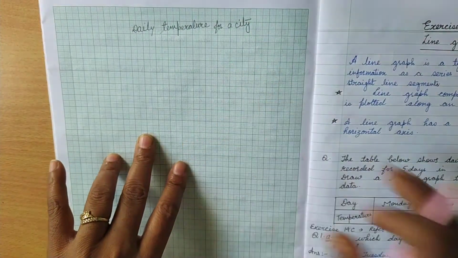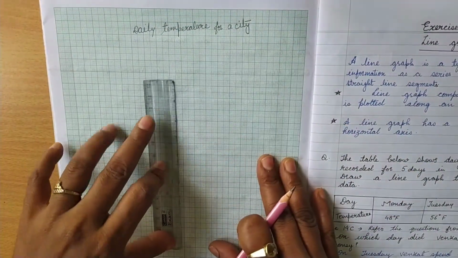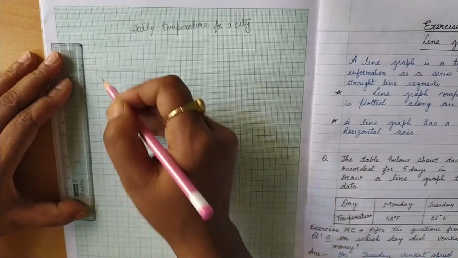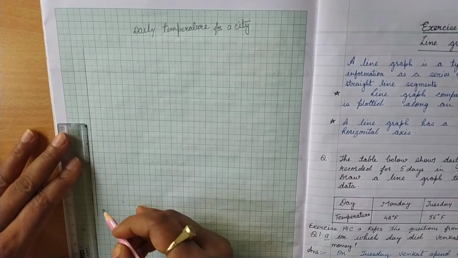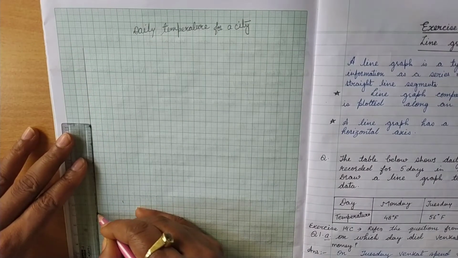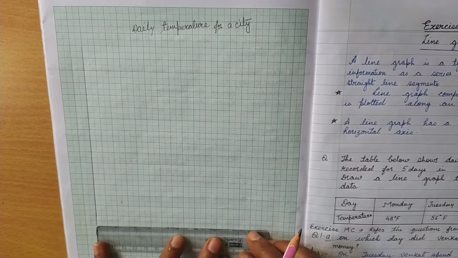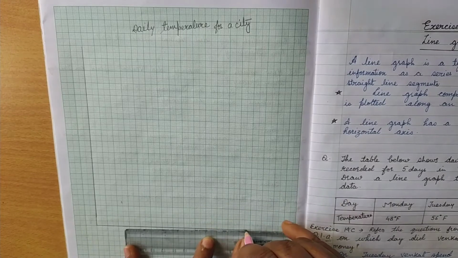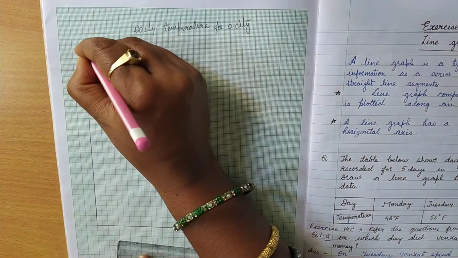Okay. Now in this one also we have to make a scale. So first I will plot the axes. This is the x-axis. This is the y-axis. Horizontal axis is called the x-axis and vertical axis is called the y-axis.